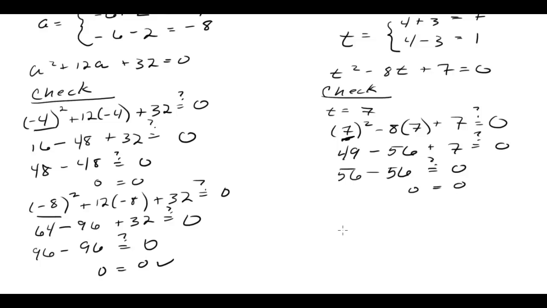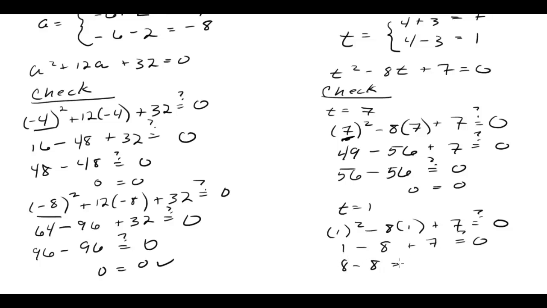So now we're going to try t equals 1, and let's see if that works. 1 squared minus 8 times 1 plus 7. Does that equal 0? 1 minus 8 plus 7. Does that equal 0? 1 and 7 are 8. 8 minus 8. Does that equal 0? Yeah, you see it coming. 0 equals 0. That means that is a solution because it satisfies the equation.